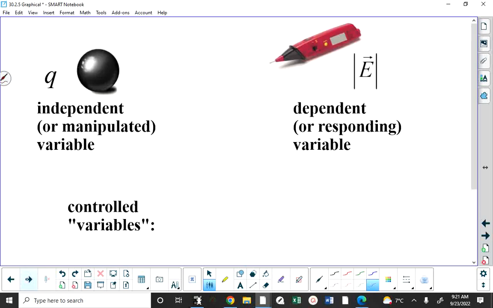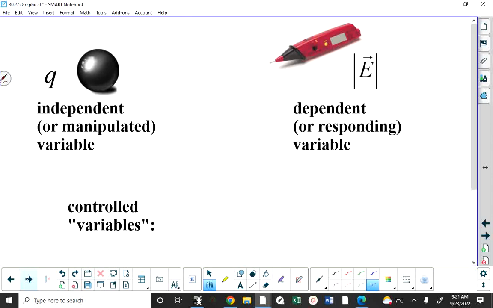Before I get to the graph, we have a manipulated variable, which is the source charge. If this is a math class, we tend to call it the independent variable, and it goes on the horizontal axis. The responding variable, or in math, the dependent variable, is the electric field strength. What are controlled variables here?